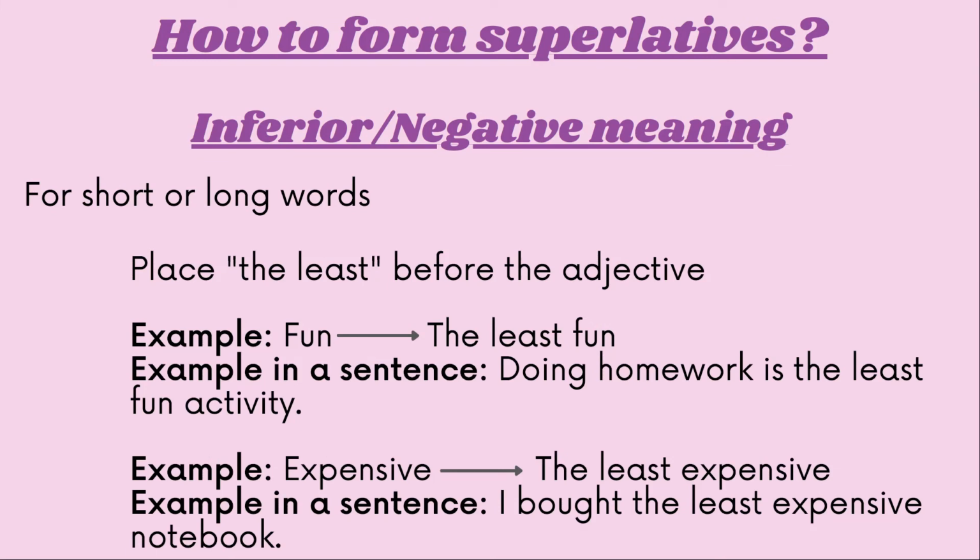And now, how to form superlatives with a negative meaning for short or long words. We place the least before the adjectives. So, for example, with a short word, fun, the superlative of fun with a negative meaning would be the least fun. For example, doing homework is the least fun activity. And with a longer word, like expensive, it would be the least expensive. For example, I bought the least expensive notebook.